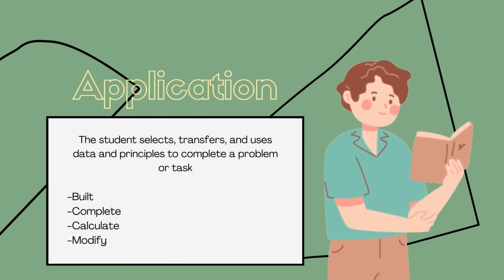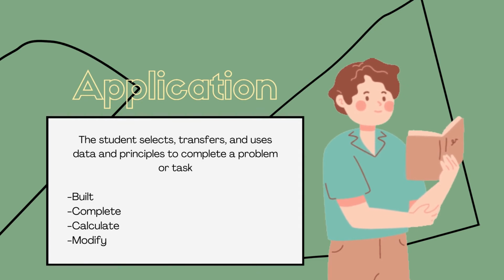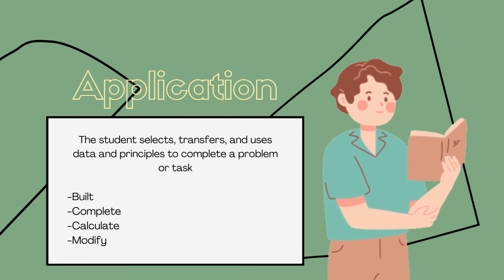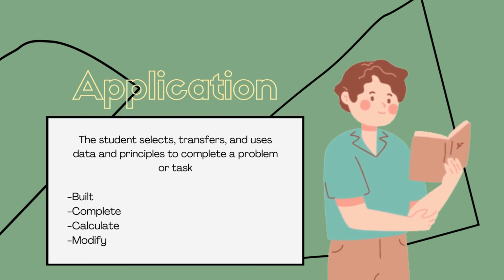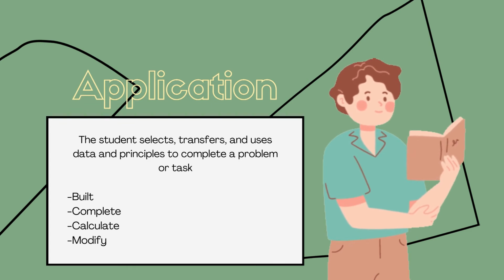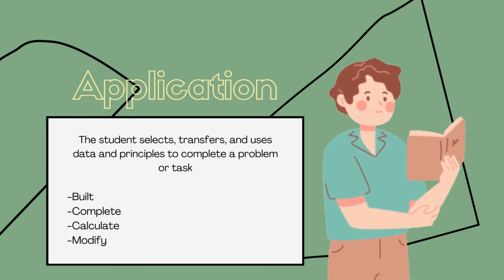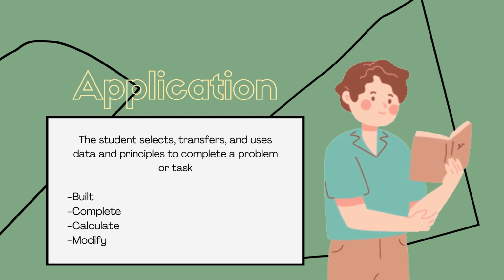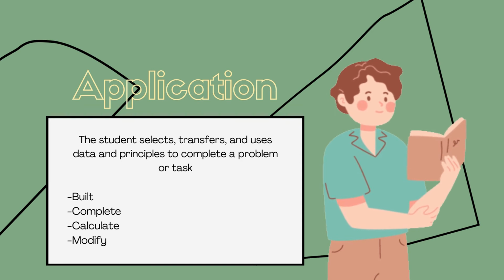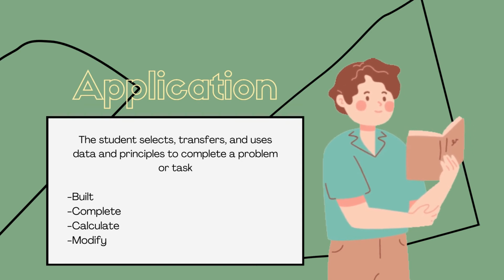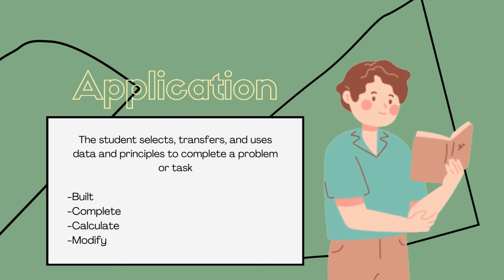The third category that we have is application. In this category, the student selects, transfers, and uses data and principles to complete a problem or task with a minimum of direction. Some verbs that we can use in this category are build, complete, calculate, modify, and classify. An example of this category is make a storyboard from a movie about a book you are reading.